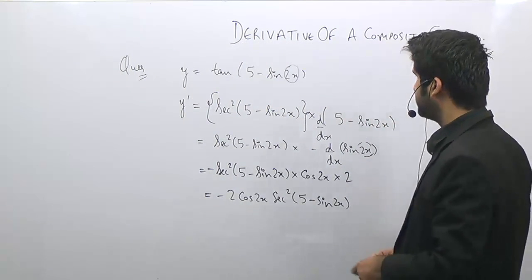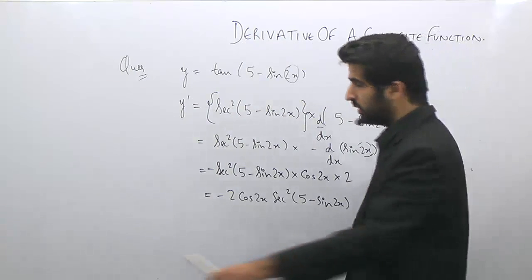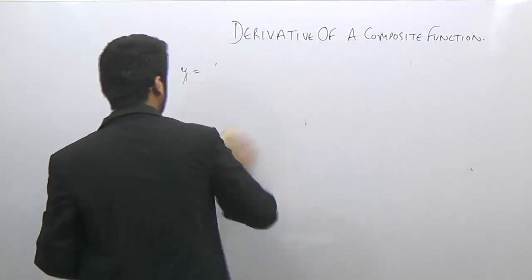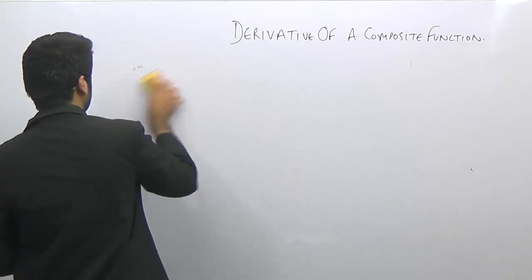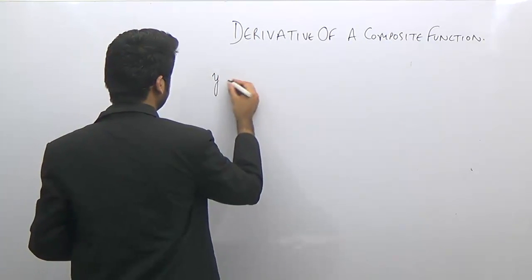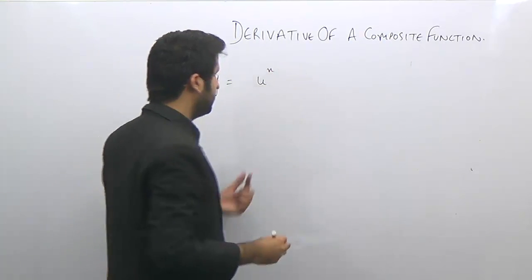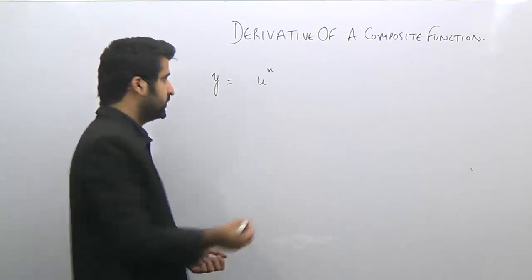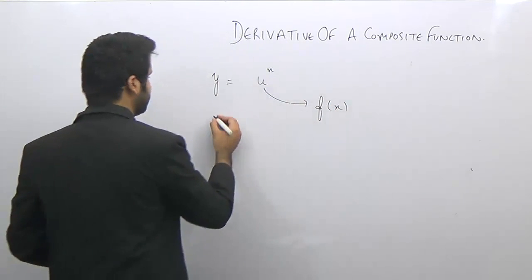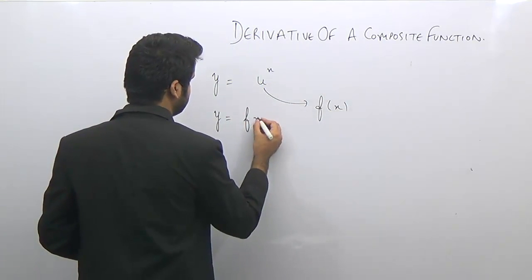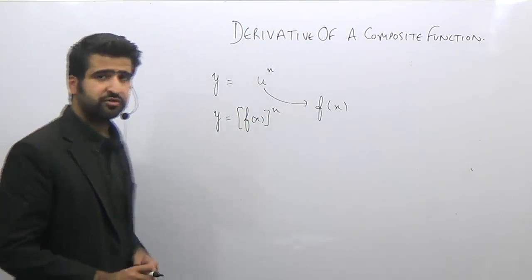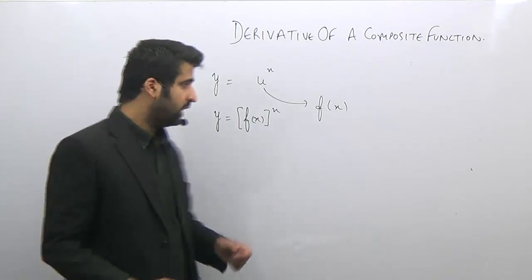Now let's see the chain rule for power functions. What will be the chain rule for power functions? We've already done one question on this one. Let's say now y is a function that is u to the power n, where u is some function in x, f of x. So this can also be written as y is equal to f of x to the power n. Now this can also be solved with the help of the chain rule only. How?